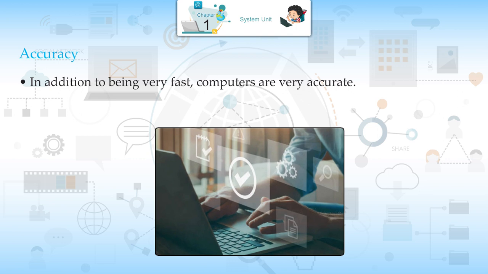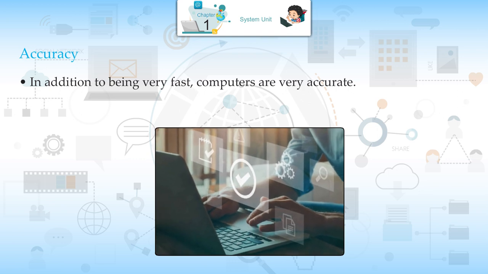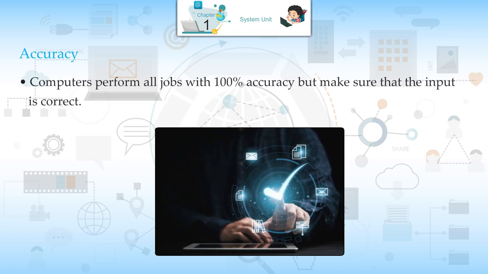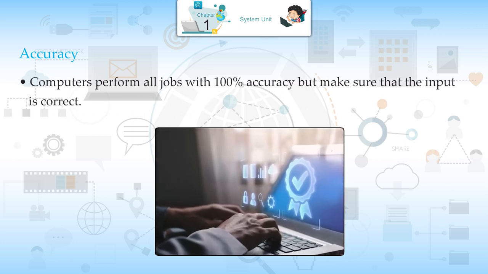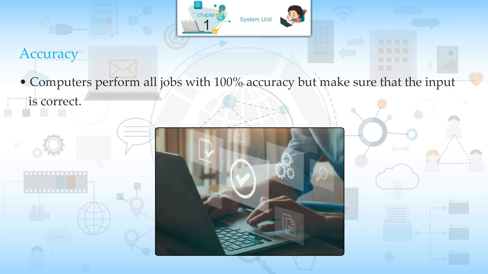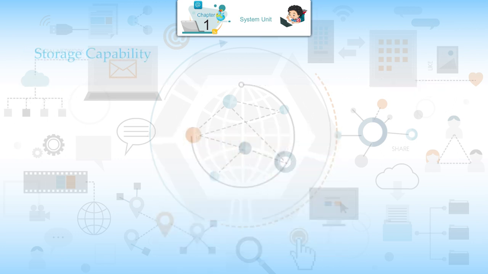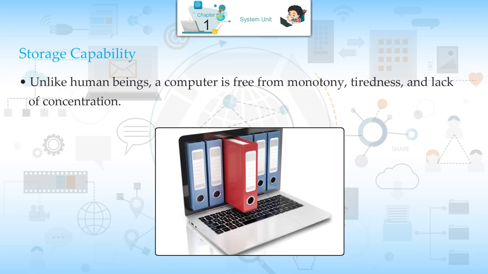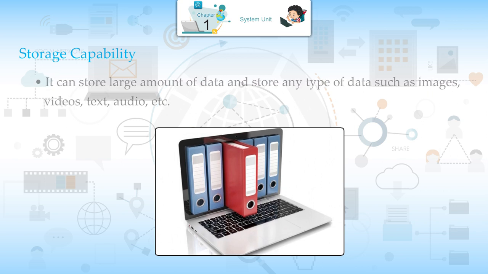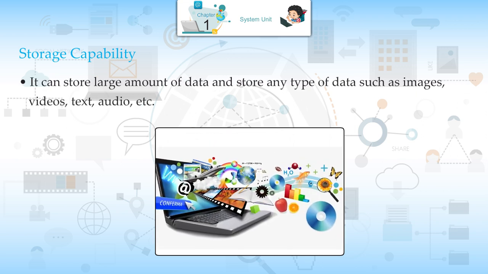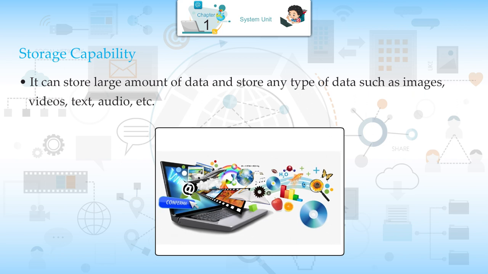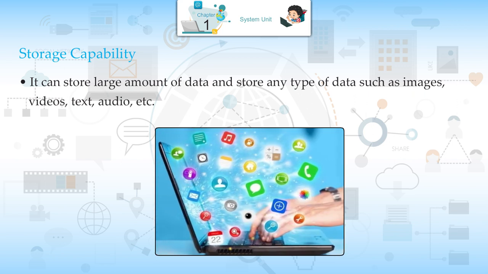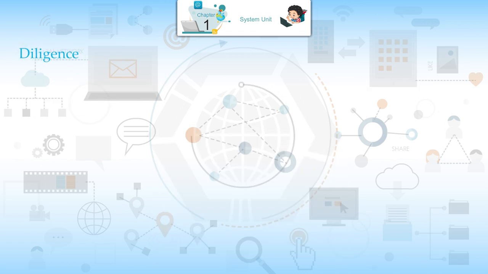Accuracy. In addition to being very fast, computers are very accurate. The calculations are 100% error-free. Computers perform all jobs with 100% accuracy, but make sure that the input is correct. Storage capability. A computer has much more storage capacity than human beings. It can store a large amount of data and any type of data such as images, videos, text, audio, etc.